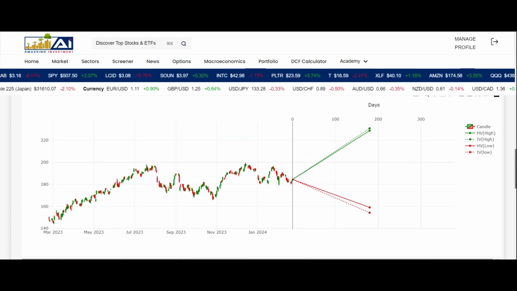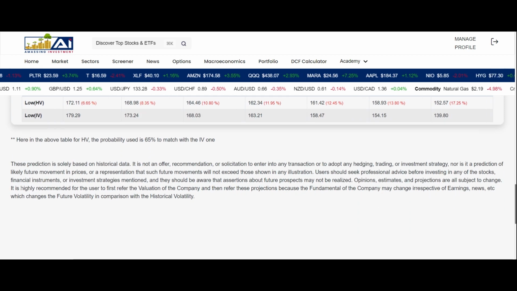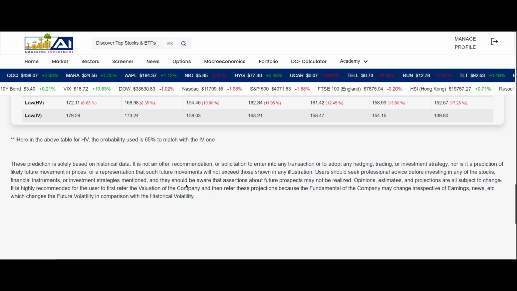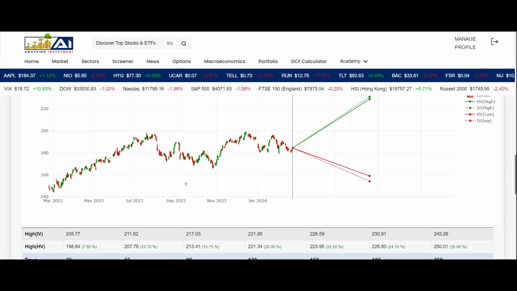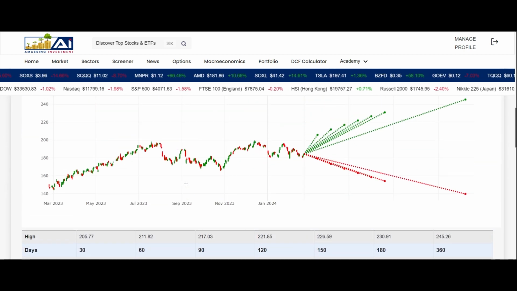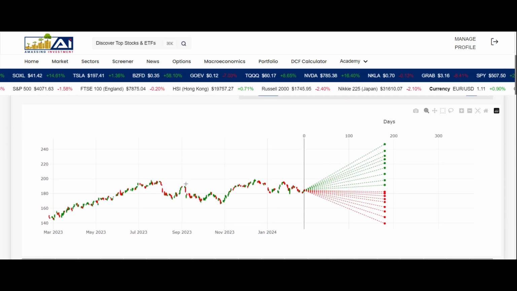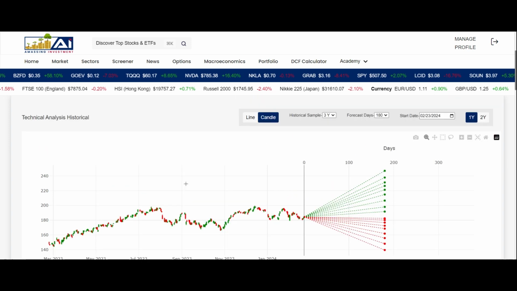As we navigate through these predictive landscapes, it's crucial to remember that these projections are based on historical data and are not guarantees of future performance. They do not constitute investment advice but rather serve as tools for informed decision-making. Always consider the fundamental valuation of Apple alongside these technical analyses to ensure a balanced investment strategy.